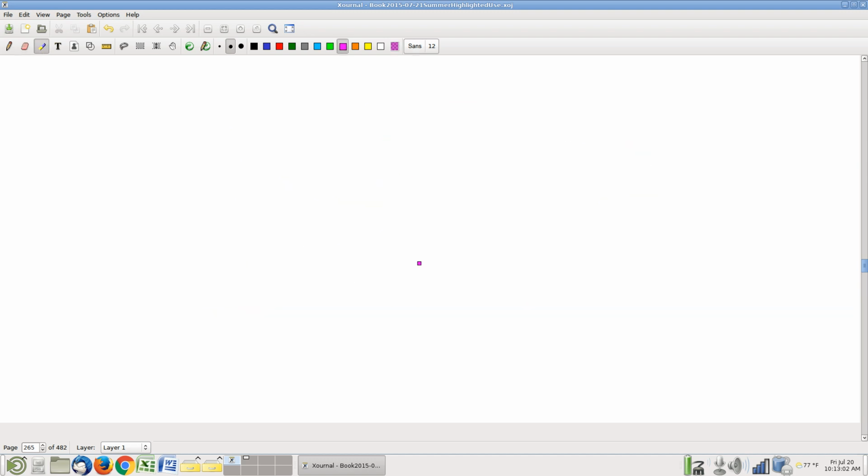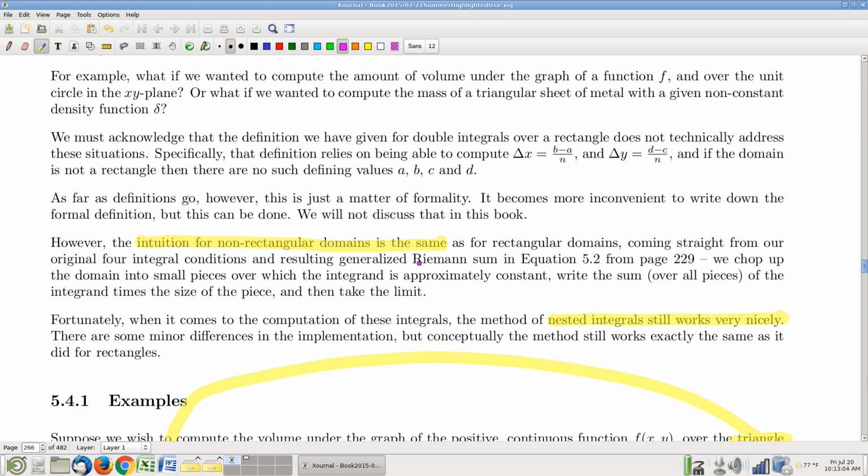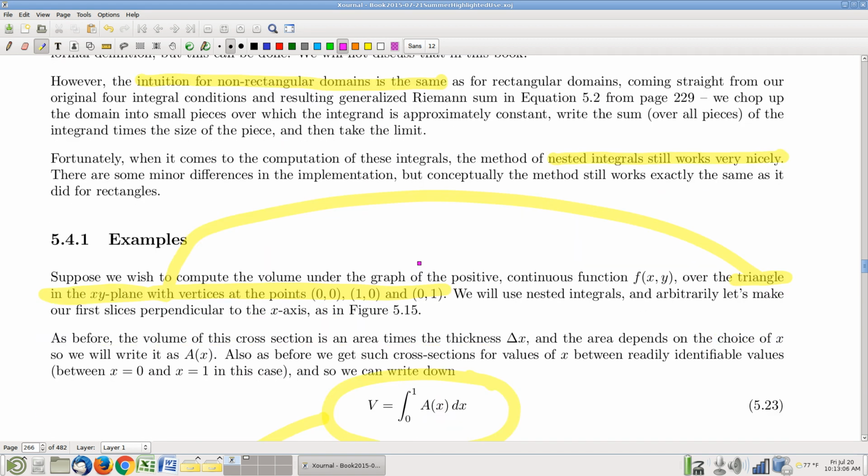So we're going to have that same intuition. Now, it does remain that we have to ask the question, how are we going to compute these things? So rather than set down a formal discussion of how to compute double integrals on non-rectangular domains, I'm just going to show you some examples and show you how it plays out. And I think it's very satisfying.